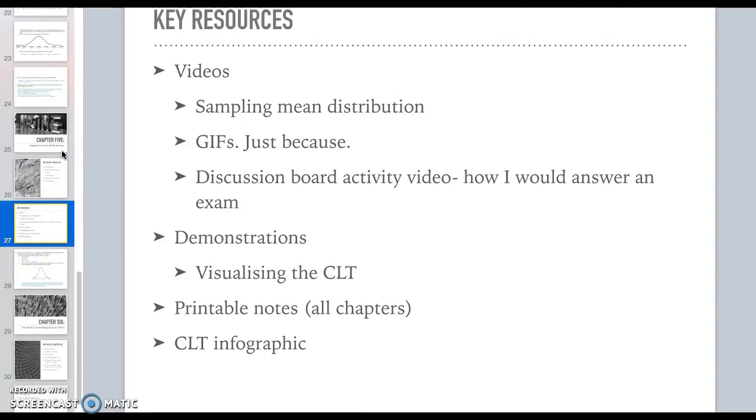Now, because this is like my favourite week ever, I had a lot of materials up on the discussion board to help you out here. We had some videos. We had the sampling mean distribution, so you can see how that would work as the sampling size increases. I did some GIFs just because I really wanted to. And we also had a discussion board activity video where I showed you step by step how I would answer a question in the exam. We also had some online demonstrations. I linked you to a website that shows you in a visual way what the central limit theorem is doing. We also put up printable notes, including all chapters, and a CLT infographic. So there's a few different things up there.